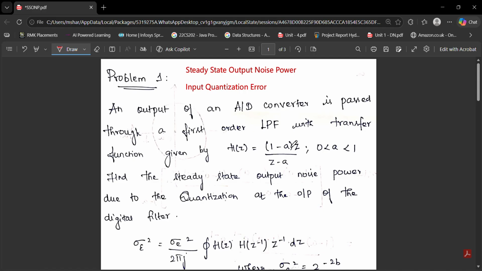In this video we'll discuss a problem on steady state output noise power, which is also called input quantization error. The question here is: an output of an analog to digital converter is passed through a first order low pass filter with the transfer function given by H(z) = (1 - a)z / (z - a), where the a value lies between 0 and 1. Find the steady state output noise power due to the quantization at the output of the digital filter.